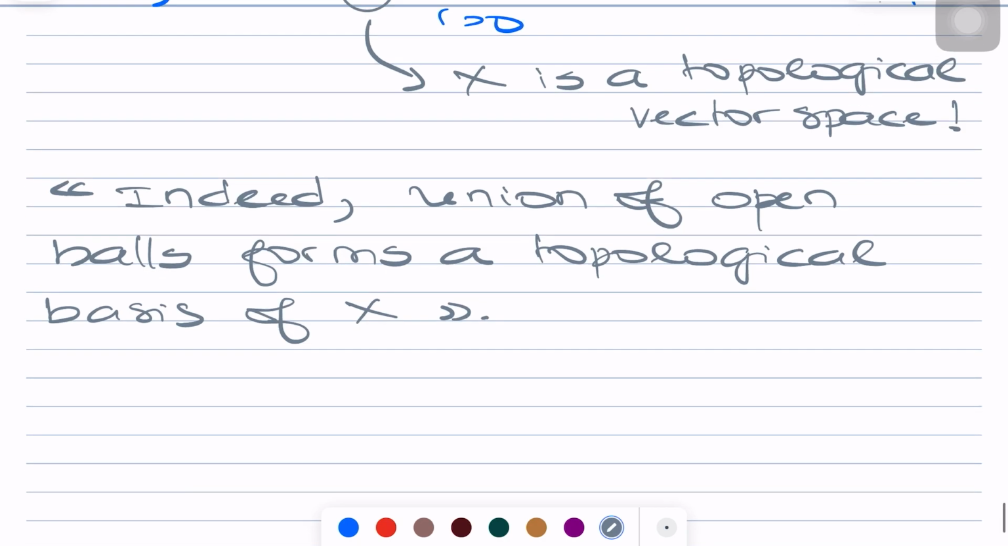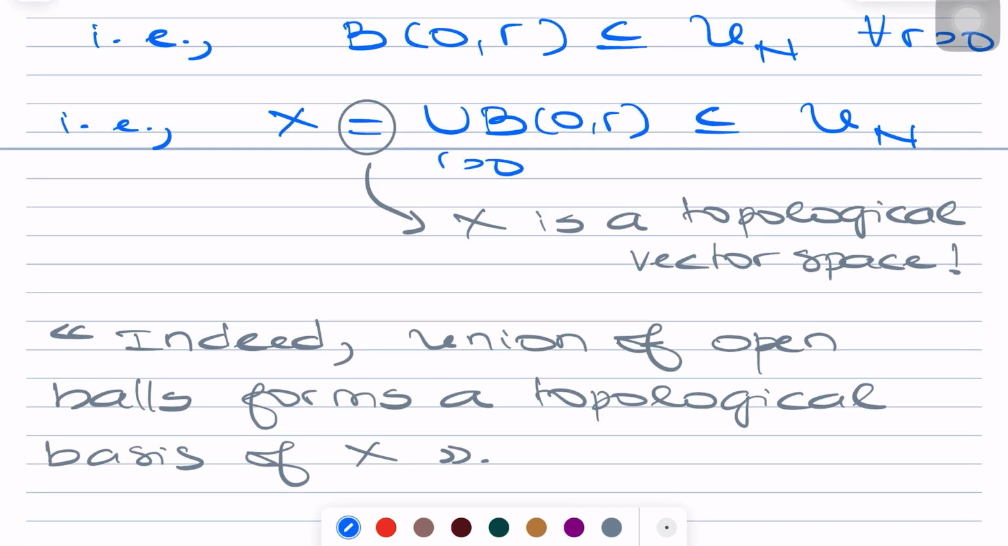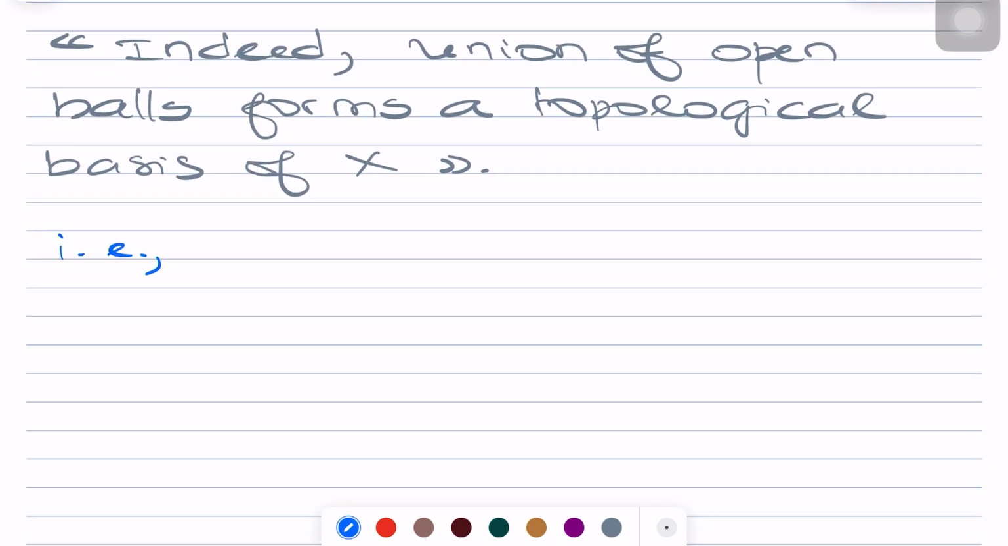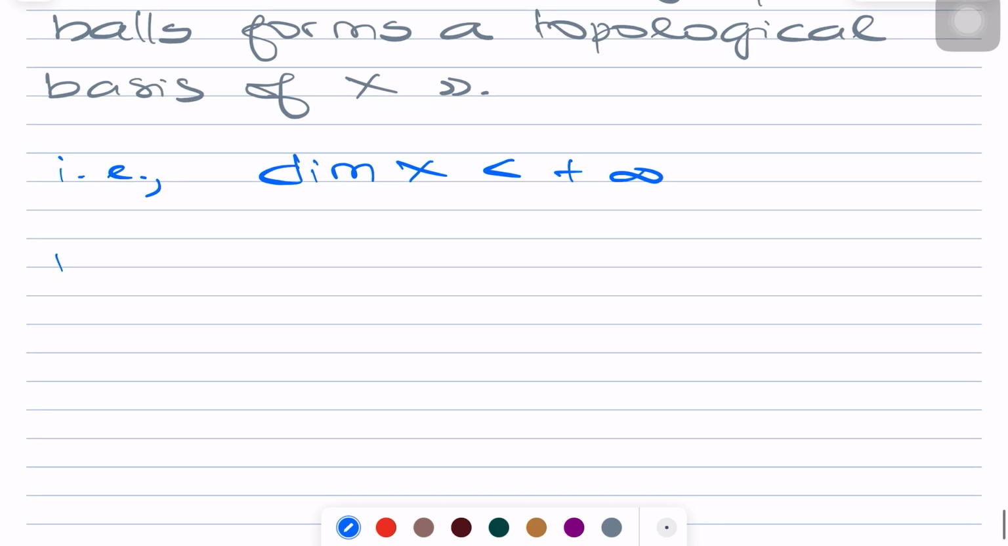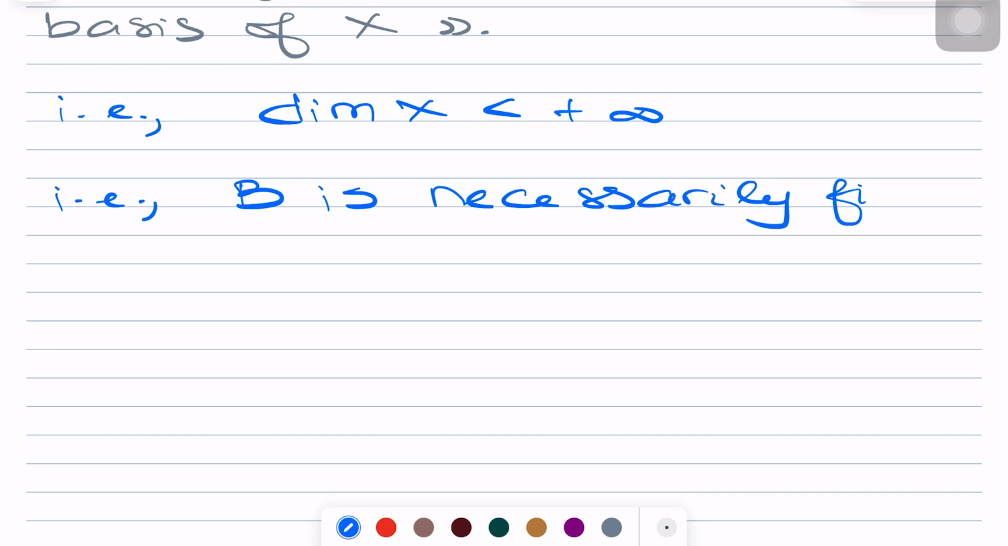So, since you have X contained in U_N, right? This means that the dimension of X is finite, right? Because U_N is finite dimensional. So if X is finite dimensional, then the basis of X is necessarily finite. So this means B is necessarily finite, and this ends the proof.